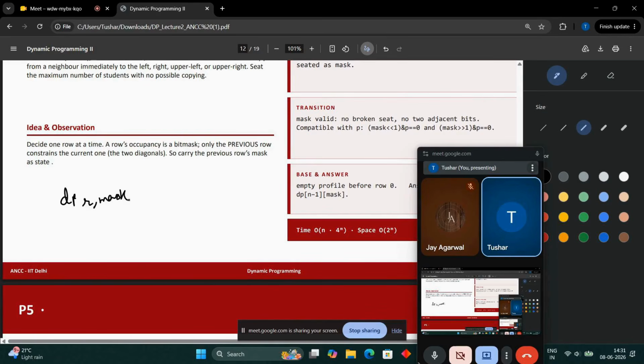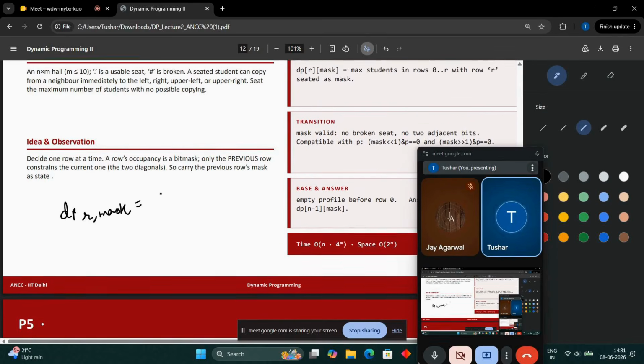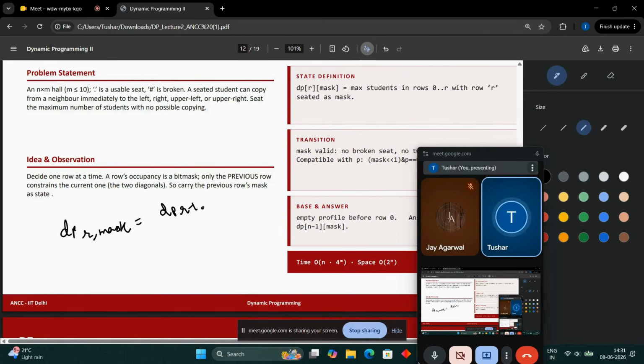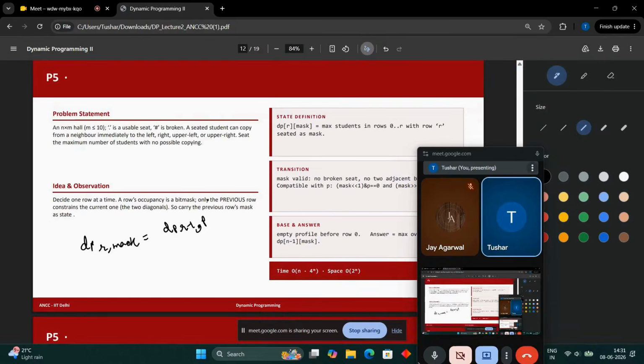So I'll just write that dp[r][mask] can be known from dp[r-1][p]. dp[r-1][p] basically has the information of the maximum number of students sitting in the first r rows such that the occupancy of students in the (r-1)-th row is given by this mask. So if the mask is valid, it satisfies this, and this mask is also valid such that no two adjacent seats are occupied, then dp[r][mask] can be maximized with this plus the pop count of the mask.